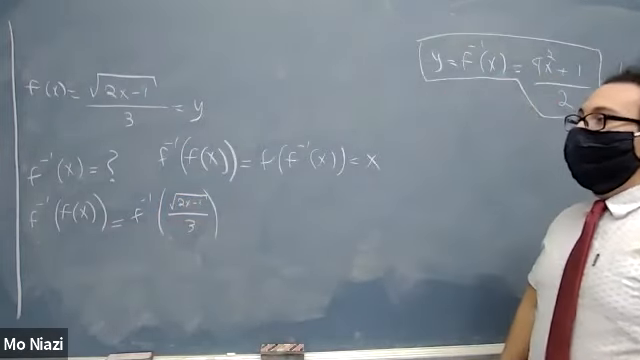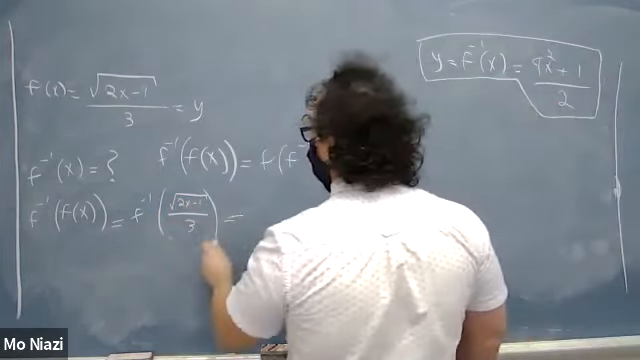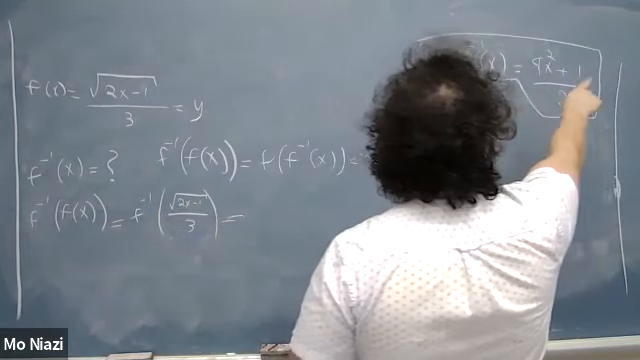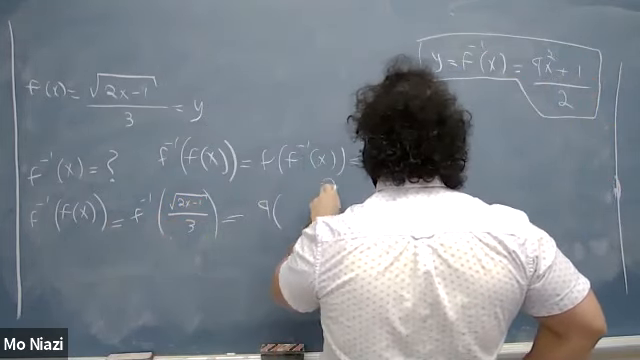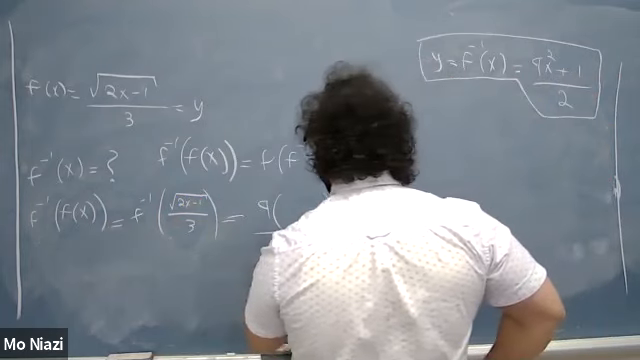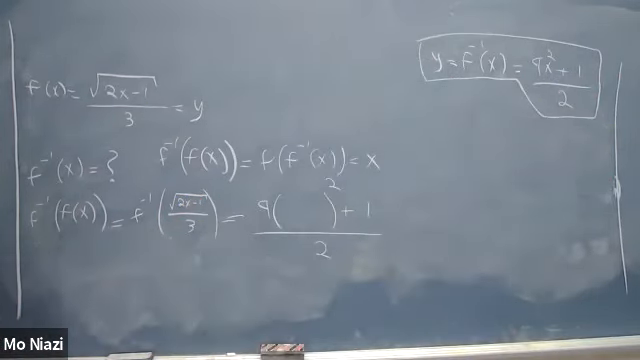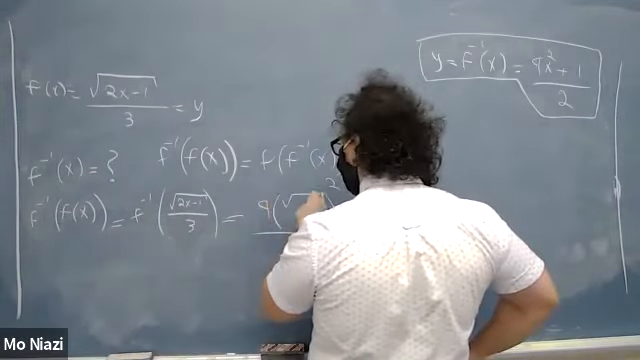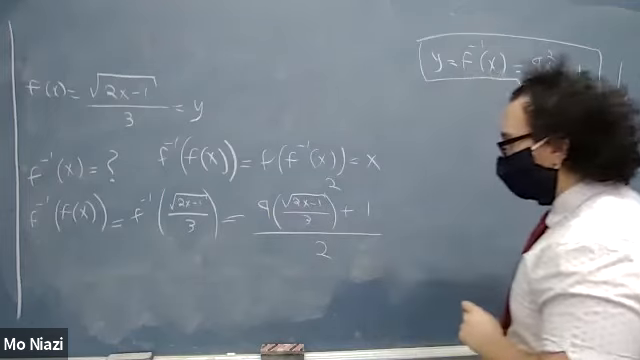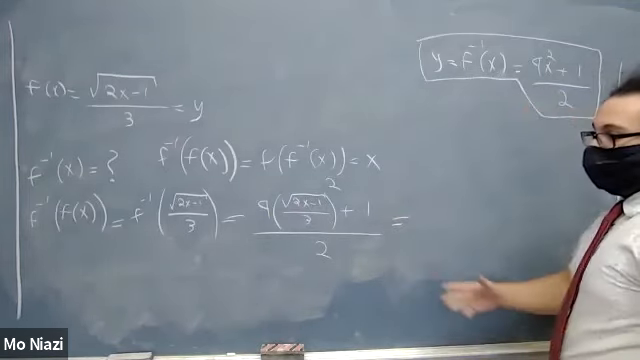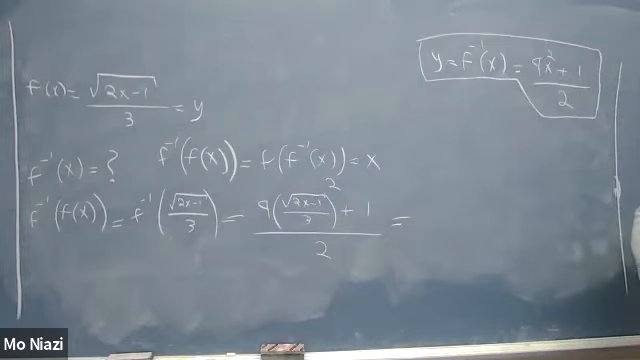Now we prepare the turkey. Where is our turkey? It's that f inverse. So every time I see an x, I'm gonna carve it out. So I got a 9, carve it out, put the square there, plus 1, everything divided by 2. Now that the turkey's ready, we will insert the stuffing into it. Square root 2x minus 1, everything divided by 3. Hopefully we get this all to equal x. If it doesn't, then that's bad. That means we don't have an inverse function. That means we made an error in this calculation.